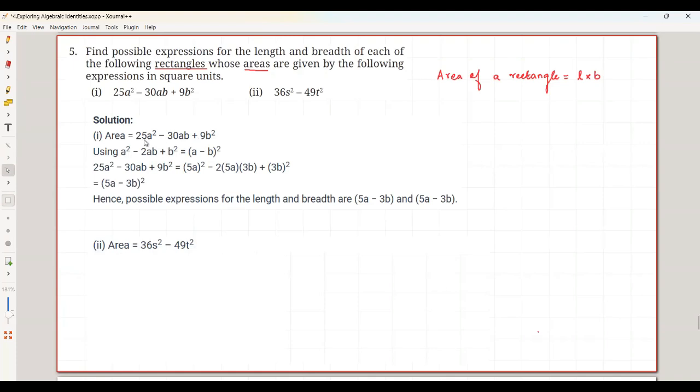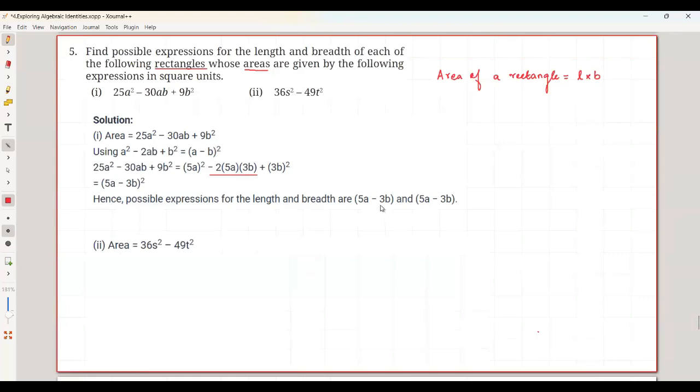How will you write? 25a square we can write as 5a the whole square, minus 2 into a into b, plus 9b square we can write as 3b the whole square. As I said, 2ab you can write at the last. First you focus on the a value and b value, after finding a and b, then minus 2ab. The formula is a minus b the whole square. Here a is 5a, b is 3b, the whole square.